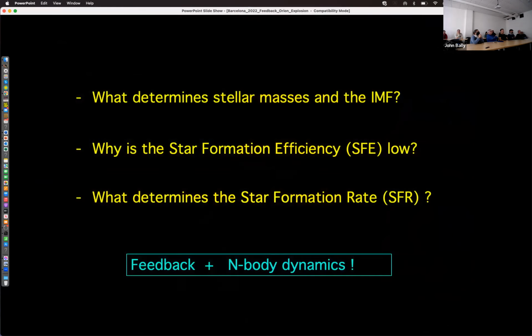All right, so feedback. I think the key questions in star formation are these three. What determines the masses of stars, the so-called initial mass function? Why is the so-called star formation efficiency low? That is, by the time you convert a few percent of the mass of the cloud, you blow the cloud apart. Why? It must be feedback. What determines the star formation rate? These are some key questions. And my bottom line is, I think it's a combination of two things. Feedback from star formation itself, but also n-body dynamics. Stars almost always form in clusters and groups where they interact violently. That is the message of Orion. Violent interactions are more common than I think people have thought.